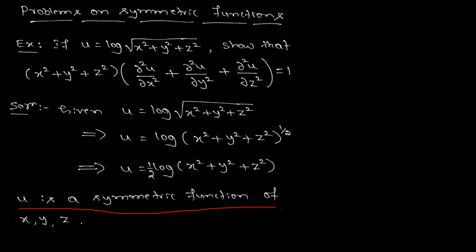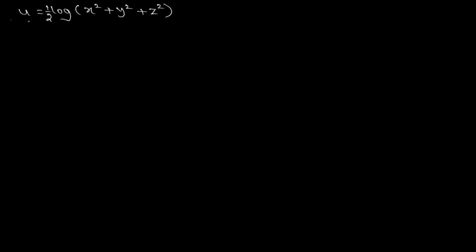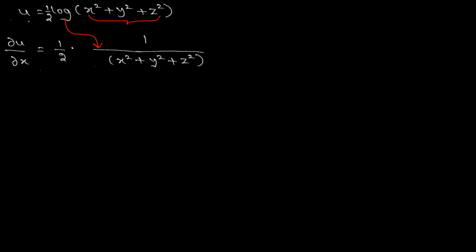Here u is a symmetric function of x, y, z. Here also you can check when you rotate the variables, still you will get back the same function. Differentiate u partially with respect to x. Keep 1 by 2 as a constant as it is. Here log of this is a function of a function. First we need to differentiate log with respect to this. Then we need to differentiate this again with respect to x partially. Differentiation of log function gives 1 divided by x square plus y square plus z square into dou by dou x of this function we need to do.